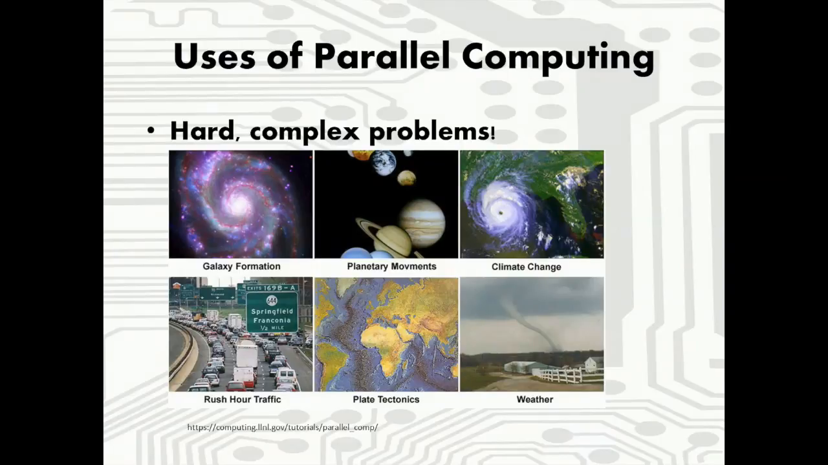As we mentioned before, parallel computation is most commonly used for hard, complex problems. Here are some examples: simulating galaxy formation, planetary movements, climate models, analyzing traffic data or plate tectonics, and even weather.